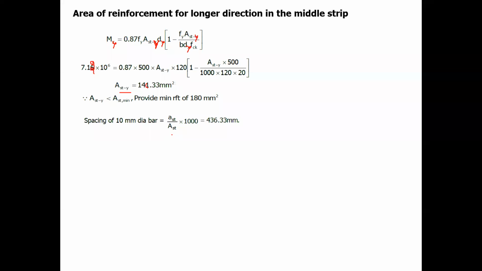Maximum spacing is the least of the following. That is 3d, 300 and the spacing which you have calculated. So among these three, you have to take the least. Okay, take down. Therefore, provide 10 mm dia at 300 mm center to center. Finished?